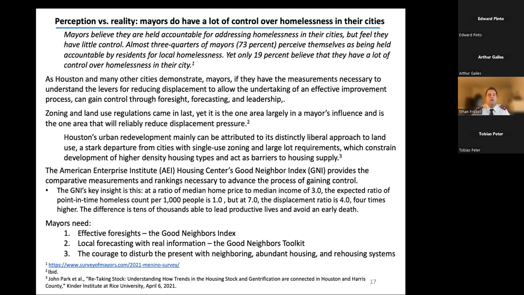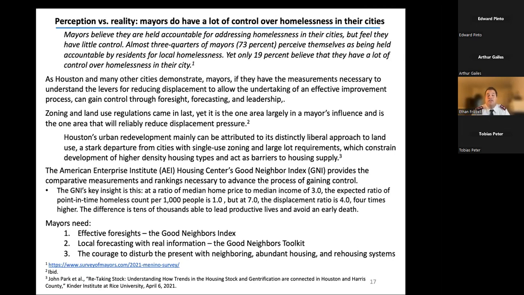But before we do, one last piece. One of the reasons we did this is we recognize that mayors believe they're held accountable for addressing homelessness, but have little control. Almost 3/4 of mayors, 73%, believe that they have responsibility by residents for local homelessness, yet only 19% believe that they have any control in their city.